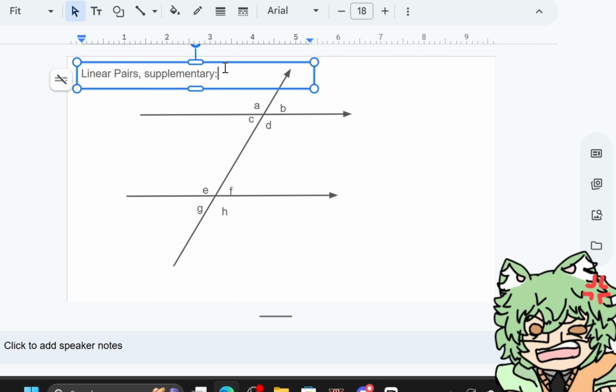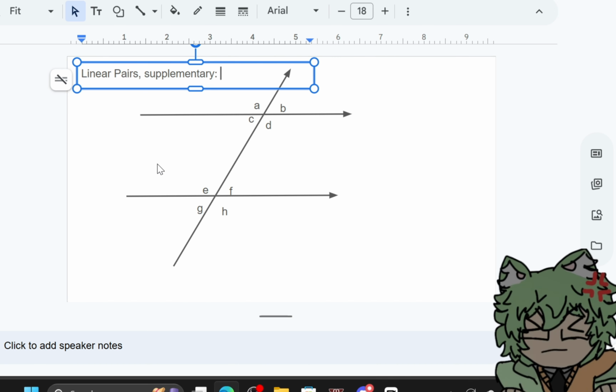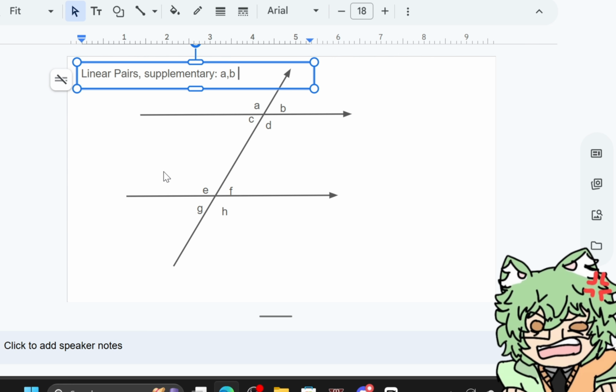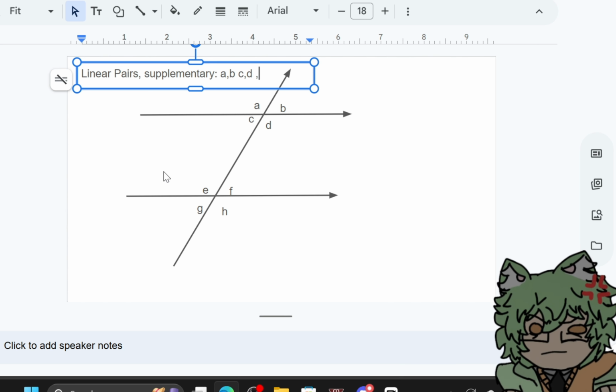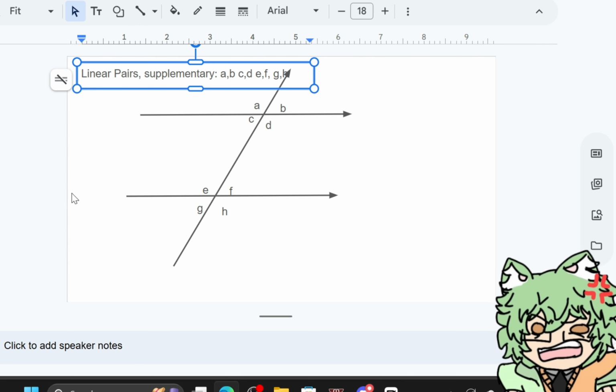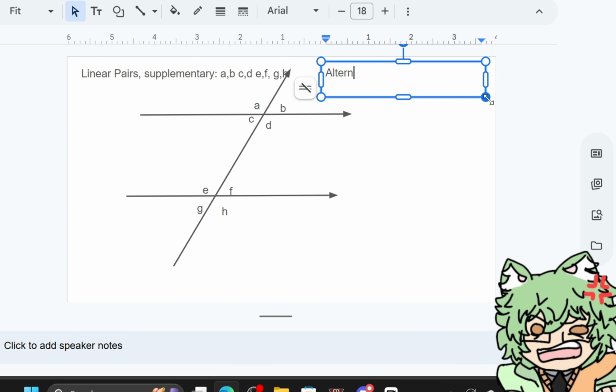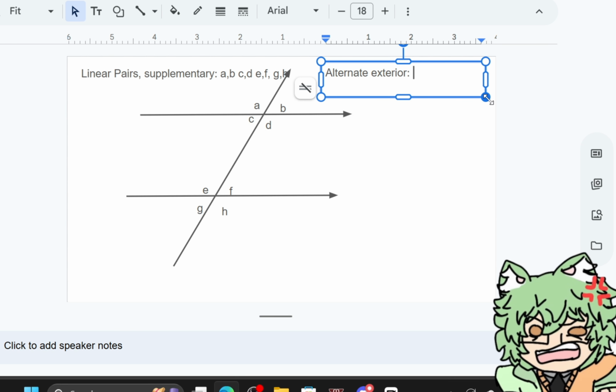So here, linear pairs, supplementary. Can you tell me what can form 180? A hell of a lot. I'm just saying a hell of a lot can form it. But to be short, A, B, C, D, E, F, G, and H. They're all known as linear pairs. Huh? What's alternate exterior? I don't know, because I can't hear you, because I'm talking to myself like a schizophrenic person.